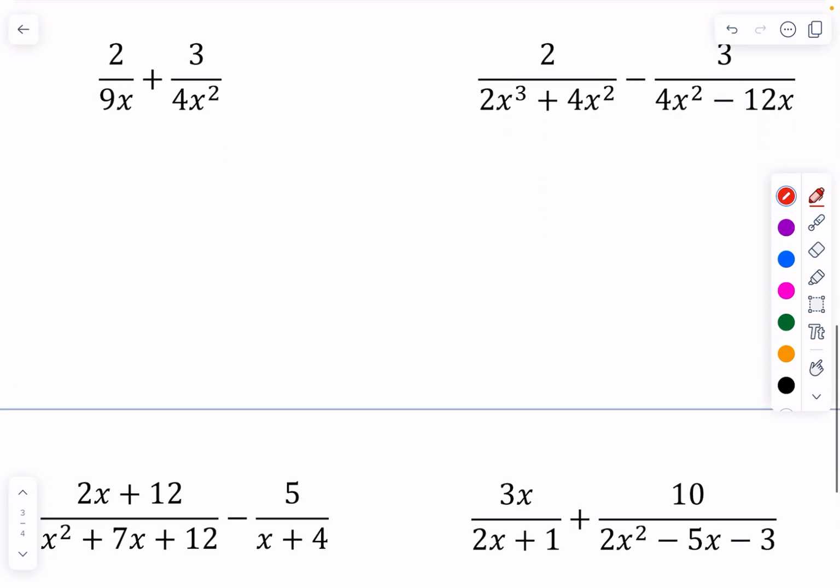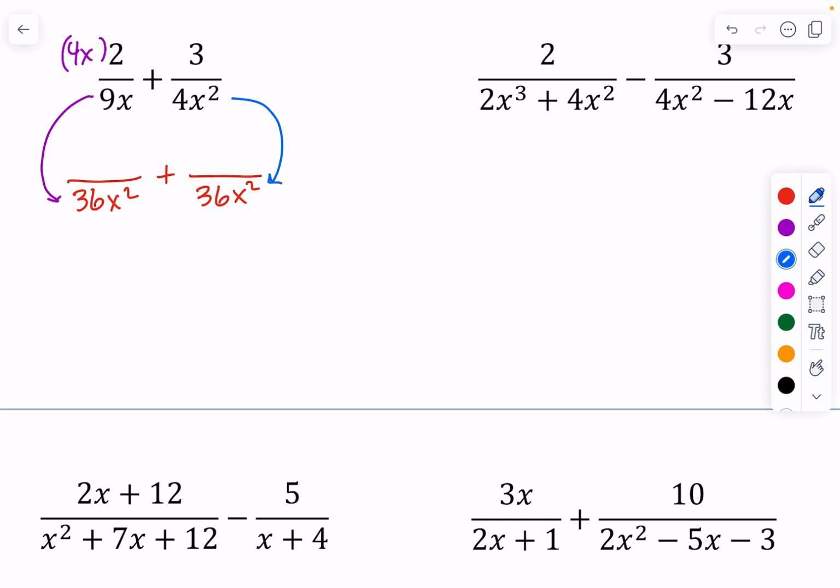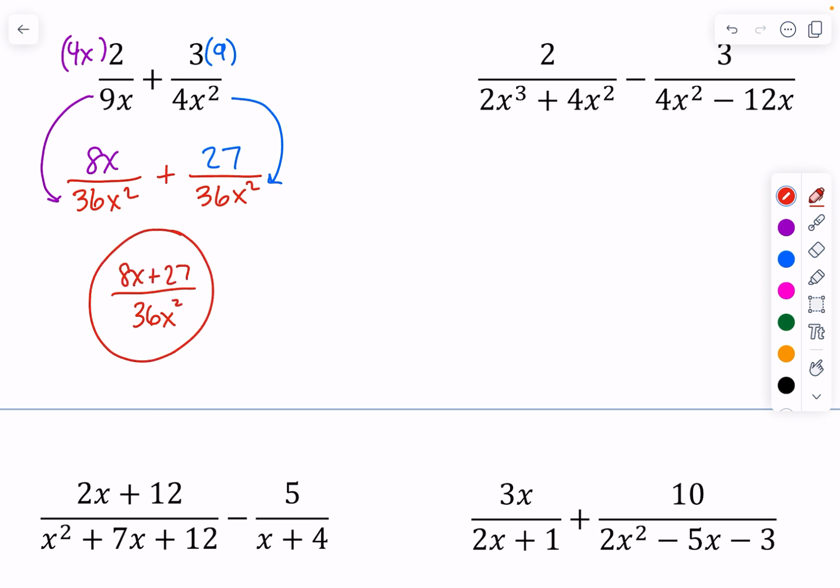We're looking at between a 9 and a 4. That would be 36. And between the x and the x squared, we always choose the larger. What did I multiply 9x by to get to 36x squared? Well, that was a 4x. What did I multiply 4x squared by to get to 36x squared? That was a 9. Top left now is an 8x. Top right now is a 27. Keep the denominator that you found in common. Add like terms across the top, which they are not. And if I could have GCF'd the top, I would have.